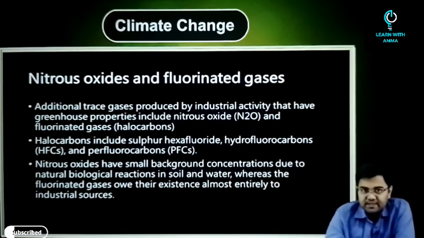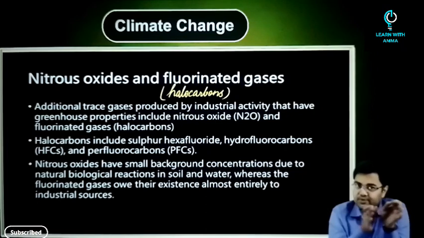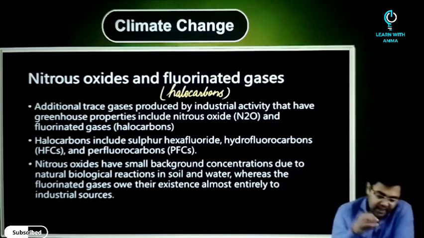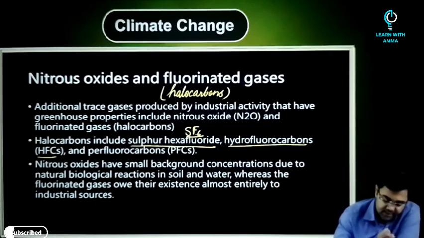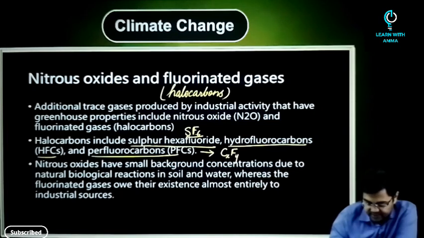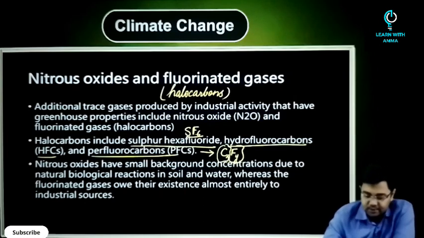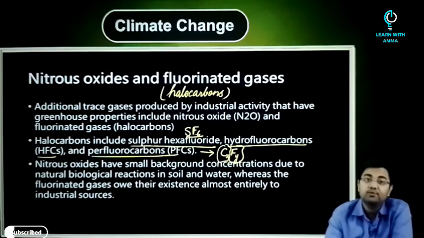Now, nitrous oxides and fluorinated gases, which are also called halocarbons, also have some significance with respect to the greenhouse effect. Halocarbons include sulfur hexafluoride. Apart from that, you have various hydrofluorocarbons and also perfluorocarbons. Perfluorocarbons basically have the formula CxFy. Basically, you have only carbon and fluorine. So if you have a compound which has only carbon and fluorine, in that case you call it perfluorocarbon.